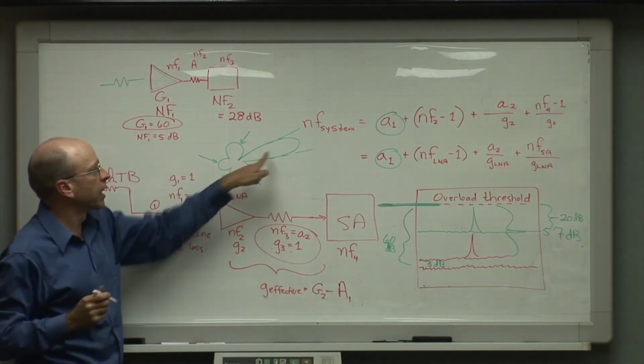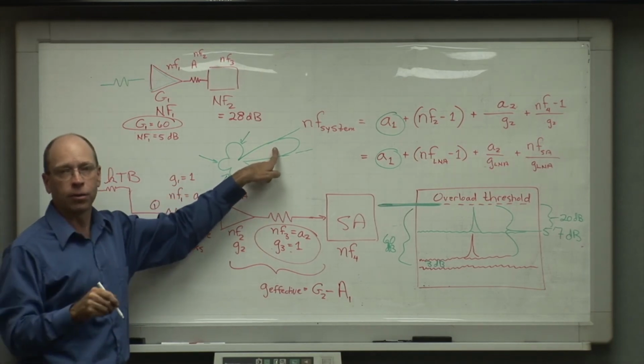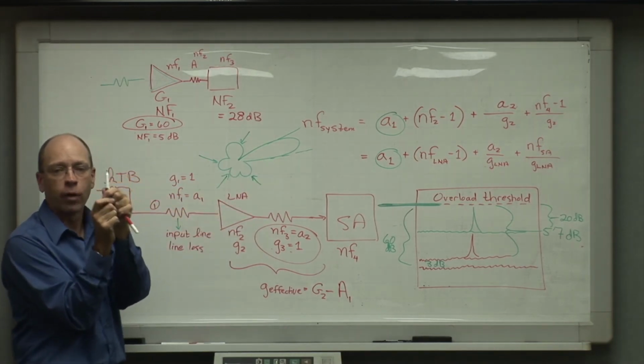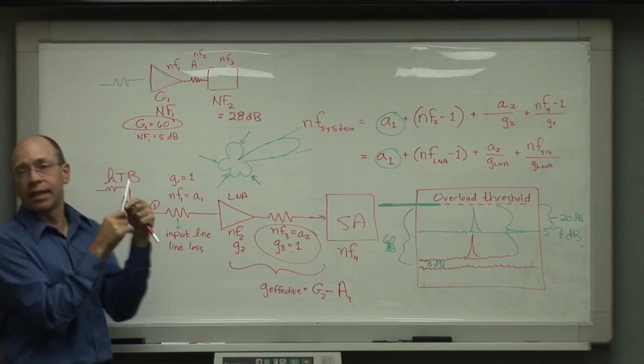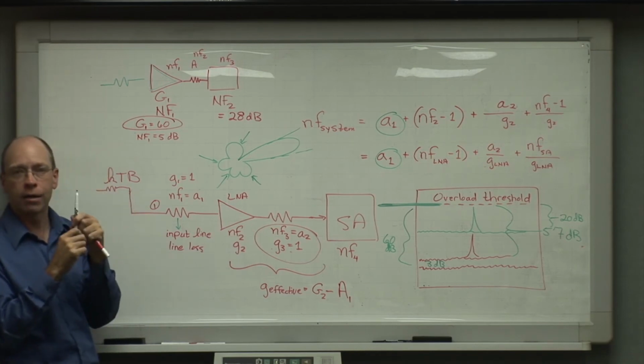But if you're getting energy from a point source, a single transmit antenna somewhere, or just any single source, it could be a quasar, it could be a radio star, it could be anything.